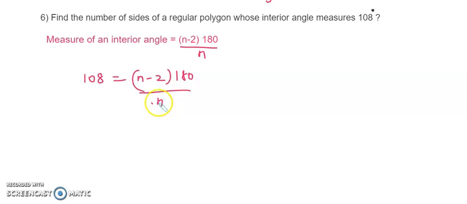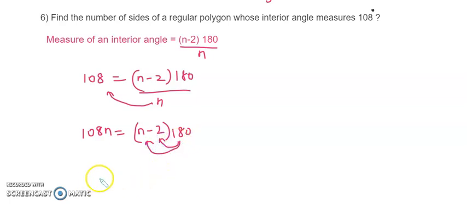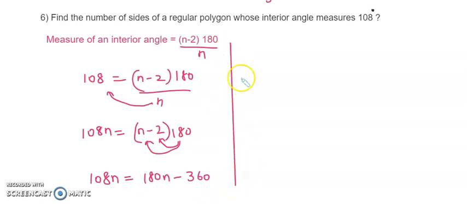Take the n to the other side. Okay, so this becomes 108n equals (n minus 2) into 180. Multiply the n and the 180, 2 by 180. So it becomes 108n is equal to 180n minus 360. Right? So I'm shifting the 360 to the other side.